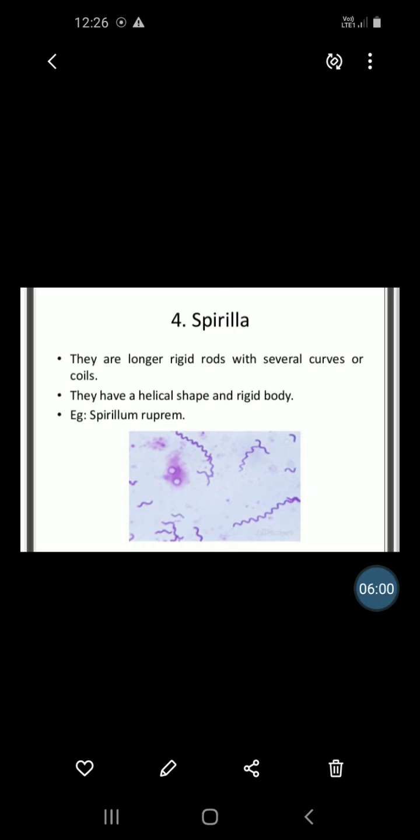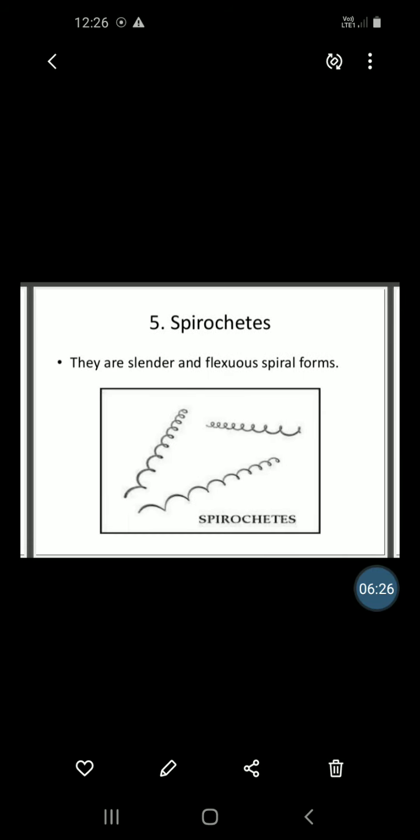Next, spirilla. They are longer, rigid rods with several curves or coils. They have sometimes curves or sometimes coils. Here we can see the curves or coils. They have a helical shape and a rigid body. For example, Spirillum rubrum. Next, spirochetes. They are slender and flexuous spiral forms. Here we can see the spiral form, that is spirochetes.